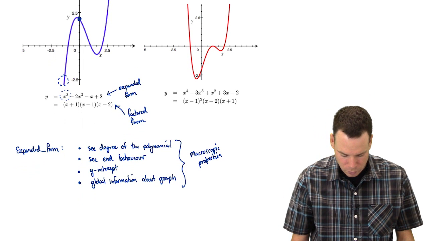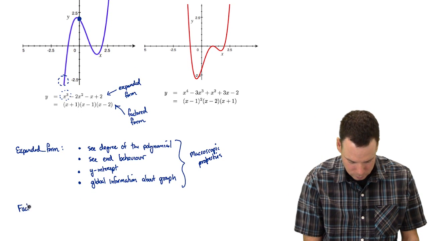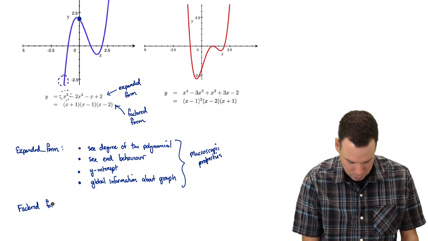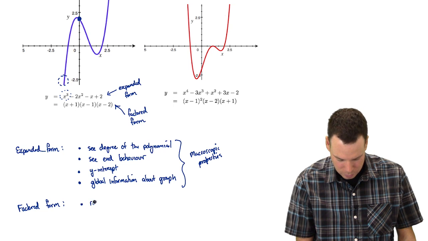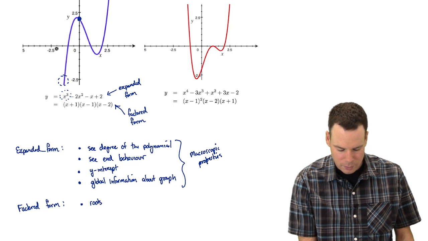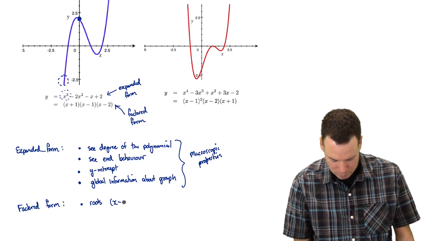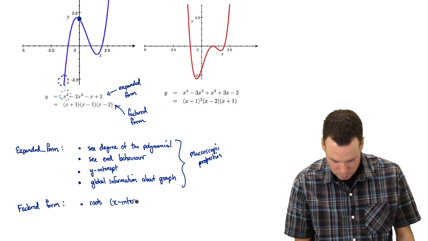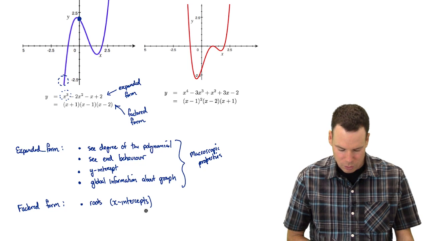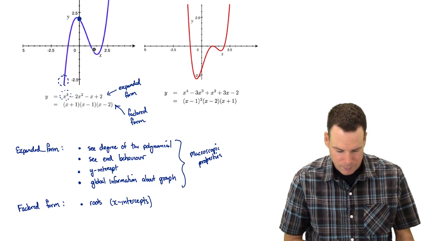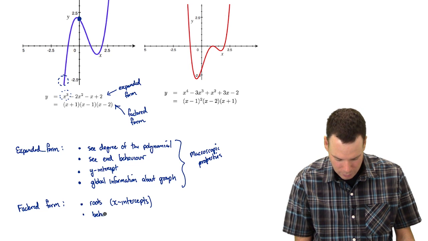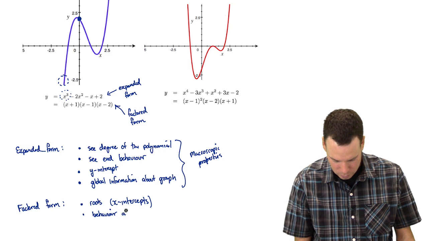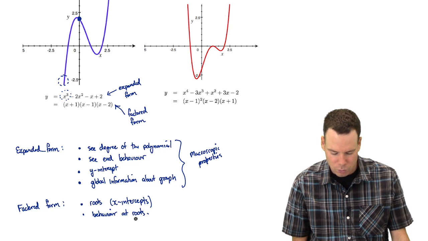Okay, so what about the factored form? What kind of information does it give us? Well, the factored form, we can immediately see the roots. Let's maybe indicate this by roots, I mean the x-intercepts. Where is the function 0? For what inputs does the function vanish? We also get the behavior near the roots. What do I mean by the behavior near the roots, or behavior at the roots?